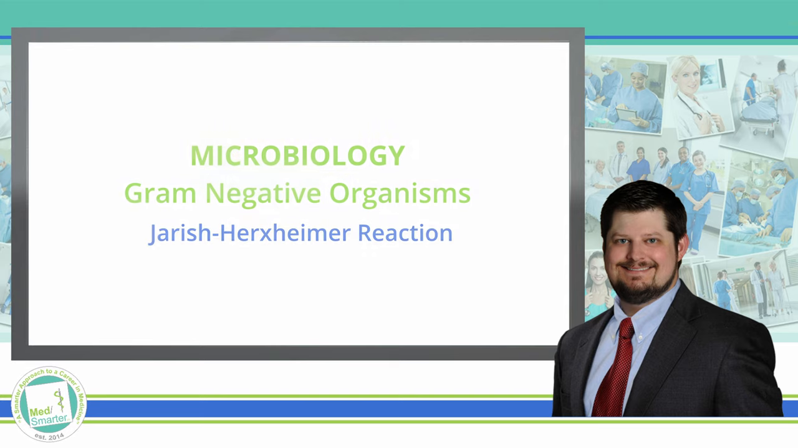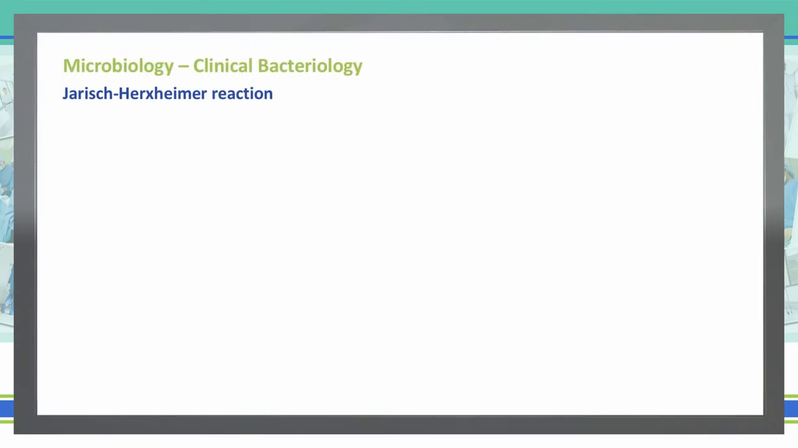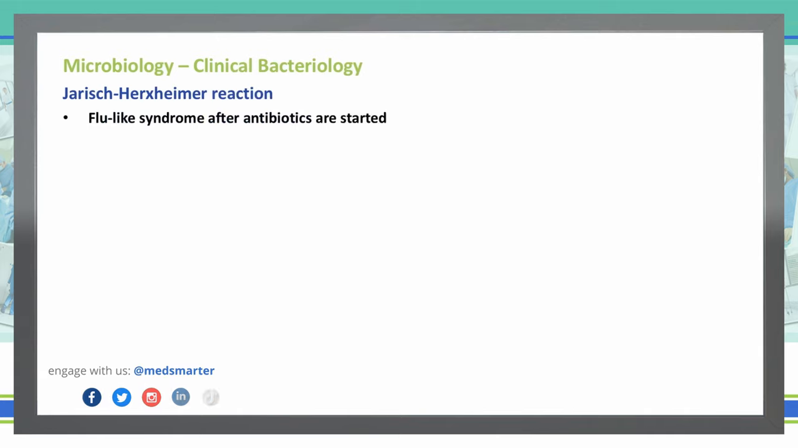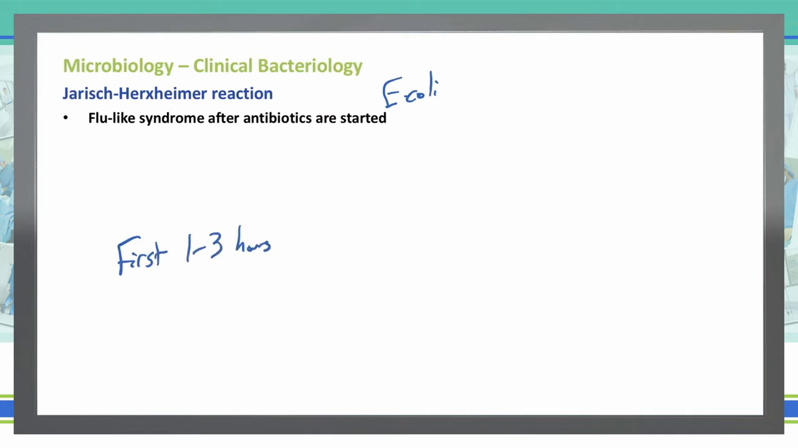Let's talk a little bit about a Jarisch-Herxheimer reaction. What is this reaction? This is where we see flu-like symptoms associated with the beginning or initiation of antibiotics. So what you're going to see here is patients getting those flu-like symptoms. Oftentimes it's going to be after E. coli is detected and treated with antibiotics. Often we see this in the first 1 to 3 hours. And they're going to see fever, chills, rigor, hypotension, headache, tachycardia, hyperventilation, vasodilation, all these different types of potential flu-like symptoms.